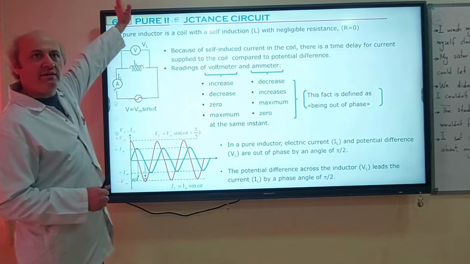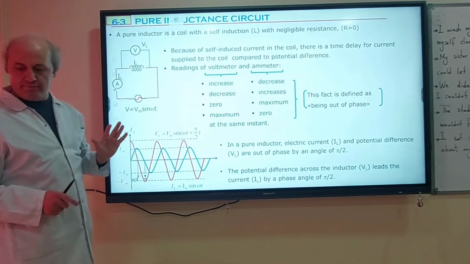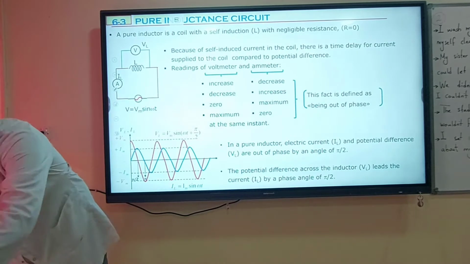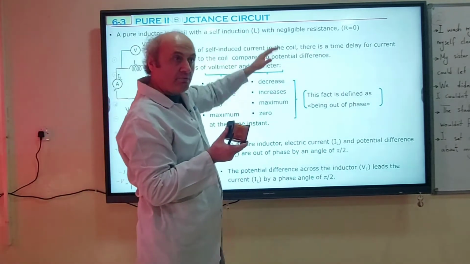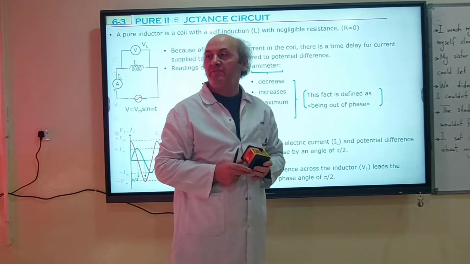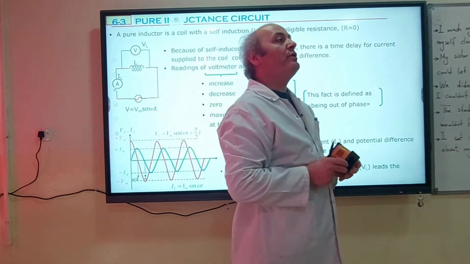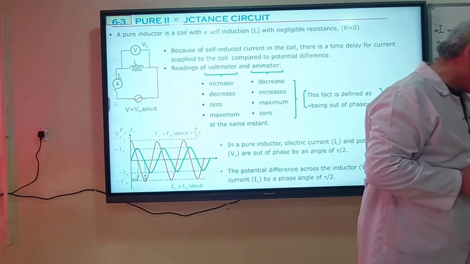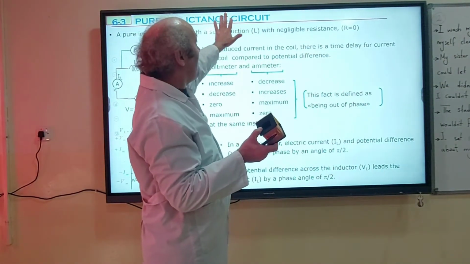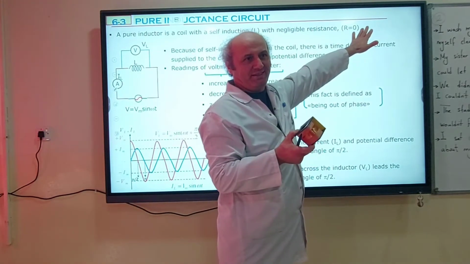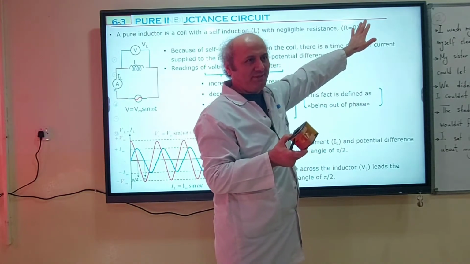First we have to define what does pure inductor mean. Pure inductor is a coil. It's a coil with self-induction, because every coil has self-induction according to the equation L = mu n squared A divided by l. Of course this coil will have self-induction now. However, with negligible resistance, yani R is going to be 0.